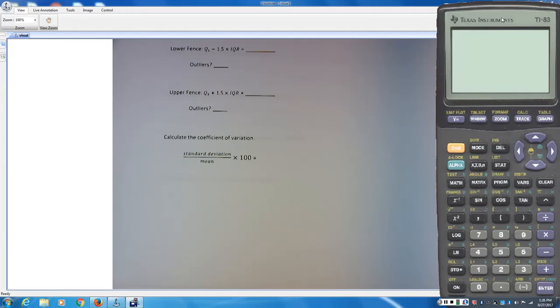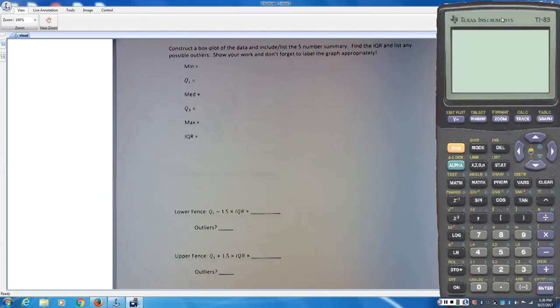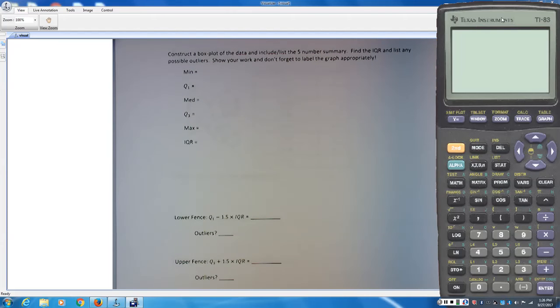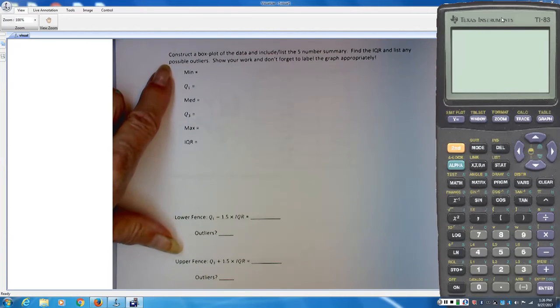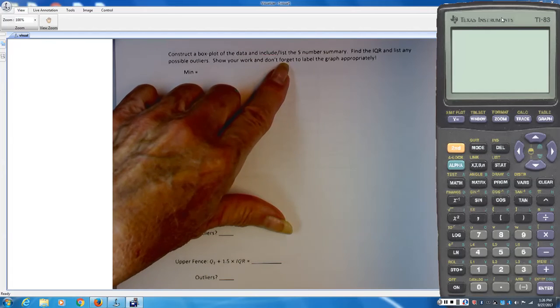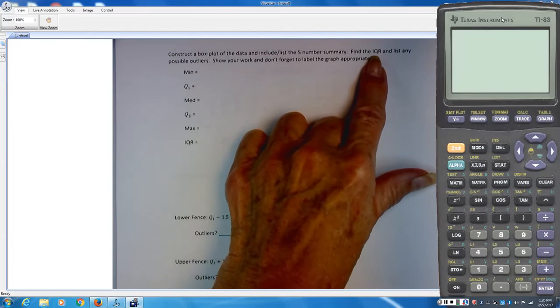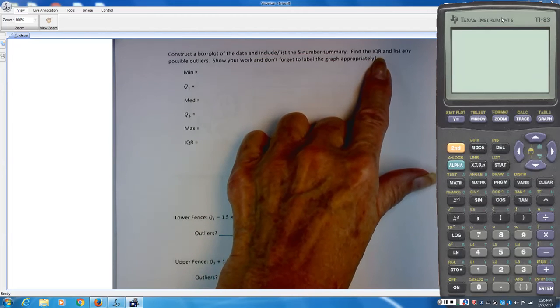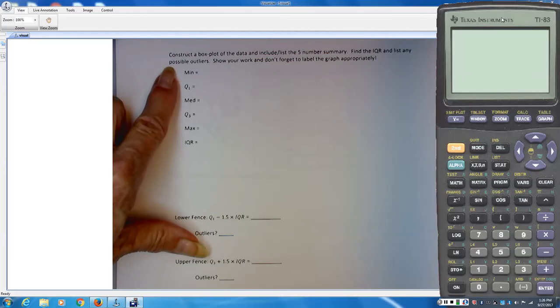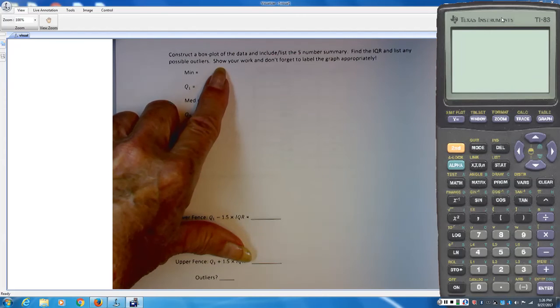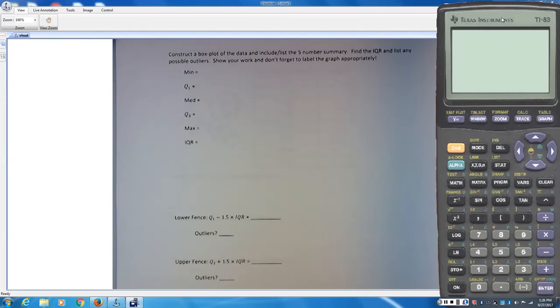Now, still working with the same set of data, it's still in your calculator. Let's go to the next page. It says construct a box plot of the data and list the 5-number summary. Find the interquartile range, that's what IQR stands for, and I'll write that down, and list any possible outliers. Show your work and don't forget to label the graph appropriately. Okay, first we're going to write down the 5-number summary.